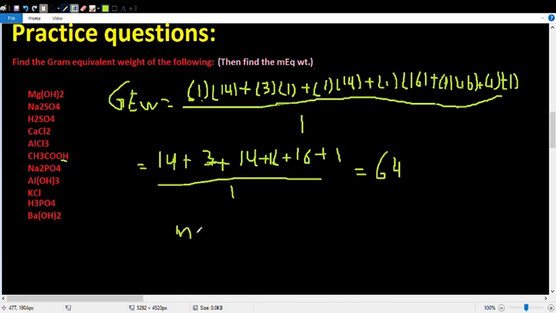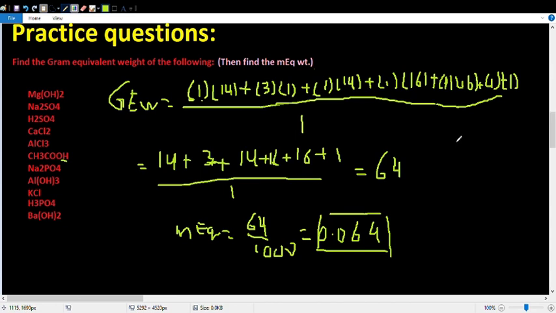Then the milli equivalent weight will be equal to 64 divided by 1000, which will be equal to 0.064. And that concludes our module for gram equivalent weight and milli equivalent weight.